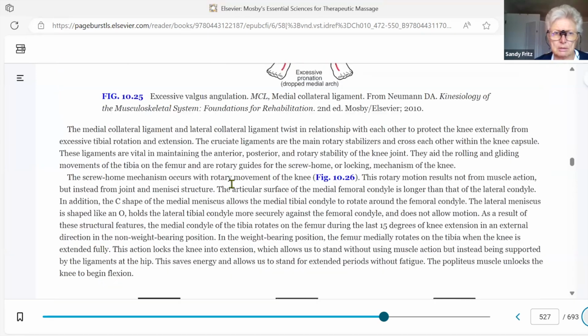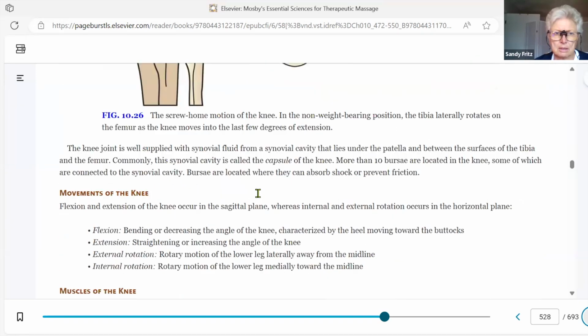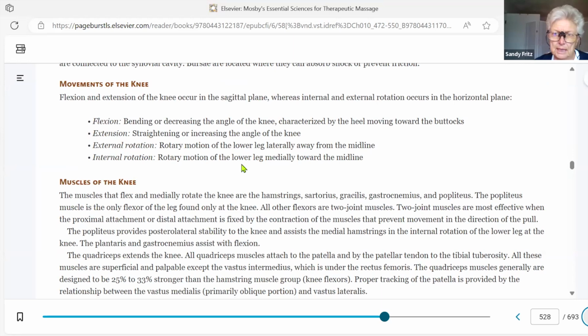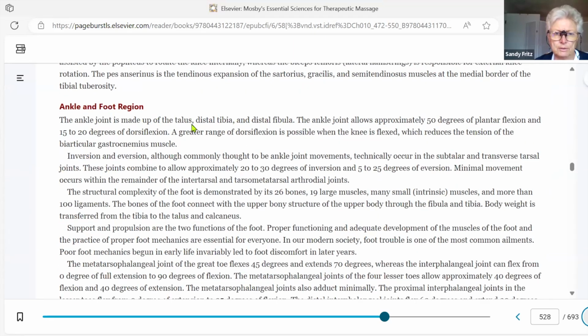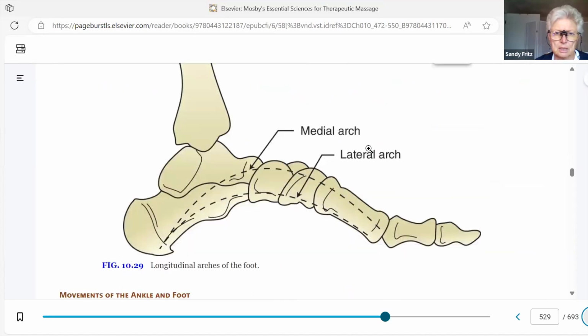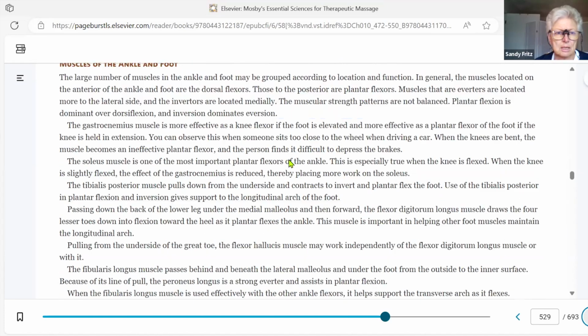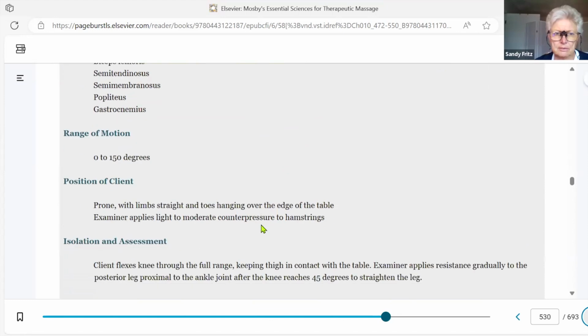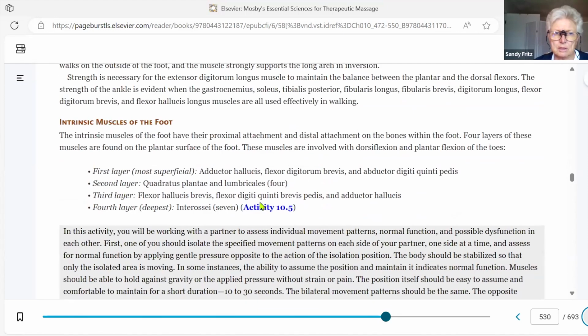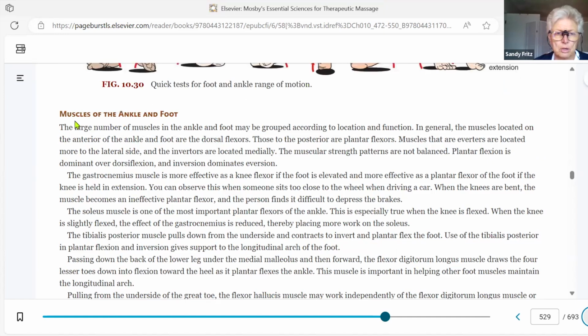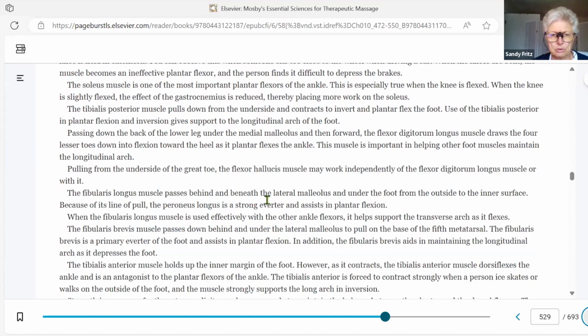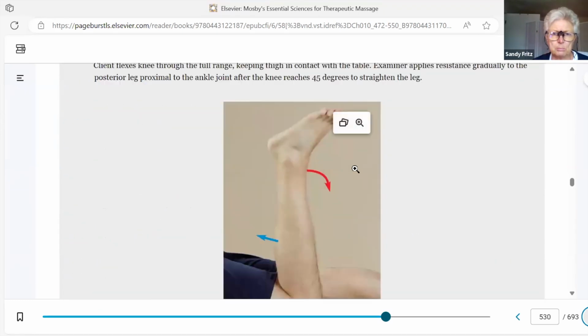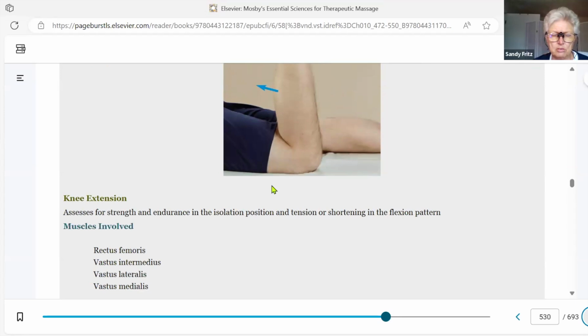Here's the joint. Various movements of the knee, the ankle and foot region. And then your activities. So this, if you're struggling to understand the narrative, as I've said before, then you need to go back and review concepts and terminology so that this feels clear to you. And then these activities bring it into really practical application.